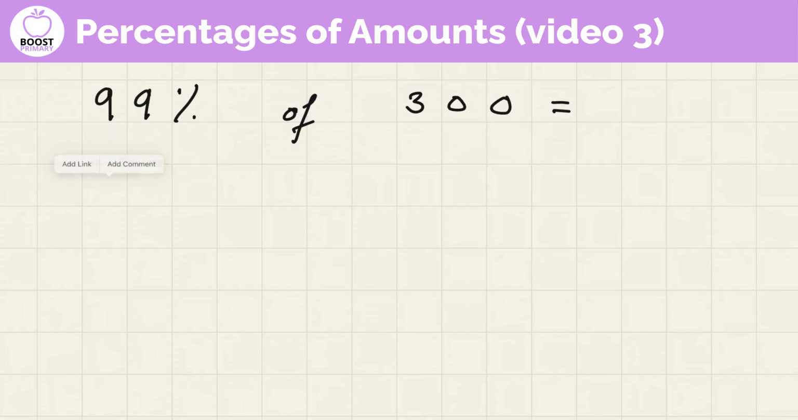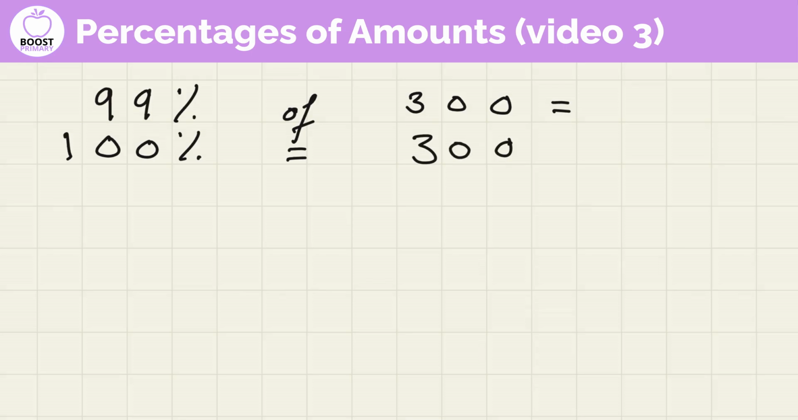The final question I'm going to look at is 99% of 300. So once again, start off with 100% of the number. 100% of 300 is 300. I'm going to find 1% of 300, which is 3. If I take 100% and take away 1%, I'm left with 99%.